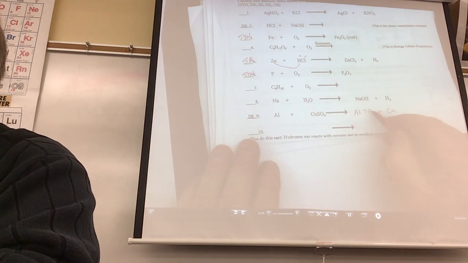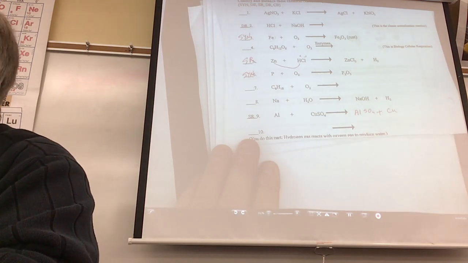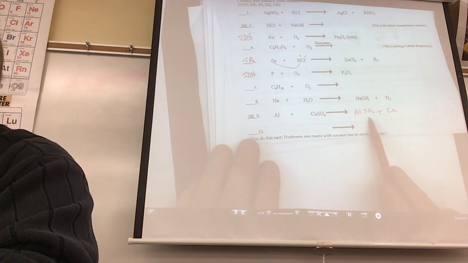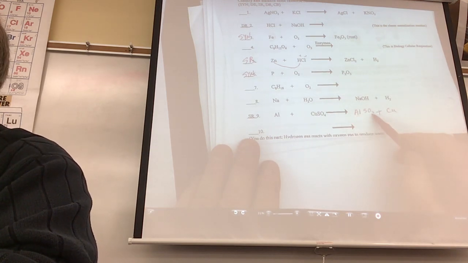Now, remember how we first started this lesson? You thought, oh, this is so easy. This is so easy. Can I show you something here? You cannot do this. You cannot put AlSO4. We just had an entire chapter and a retest. How does aluminum form a compound with sulfur?